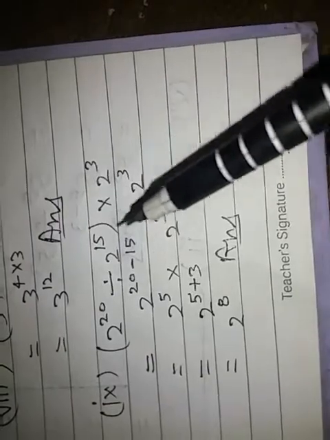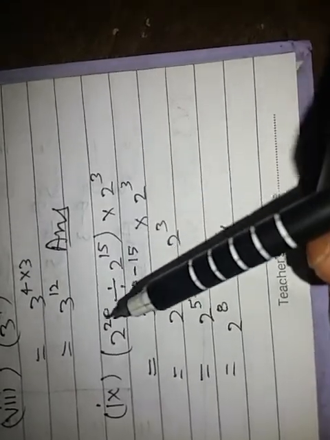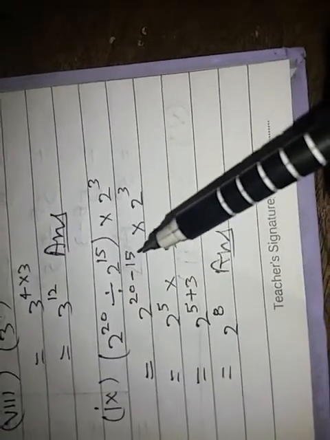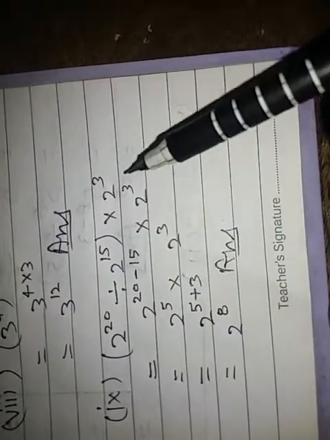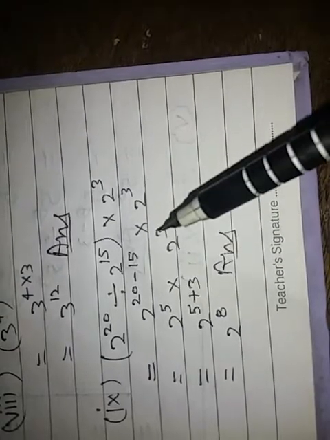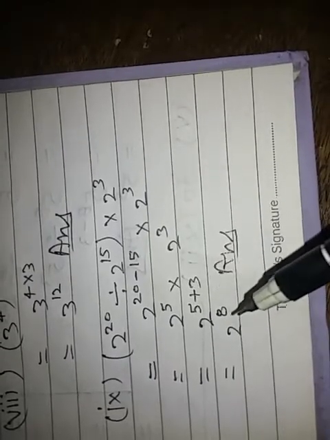First of all, solve the bracket. 2 to the power 20 minus 15, because the bases are the same. To divide we have to subtract the exponents. So 2 to the power 20 minus 15 into 2 to the power 3. Now 20 minus 15 is equal to 5, so 2 to the power 5 into 2 to the power 3. Now the bases are the same, so we have to add the exponents. 2 to the power 5 plus 3 is equal to 2 to the power 8. It is the answer.